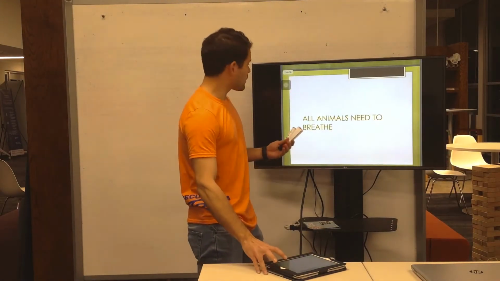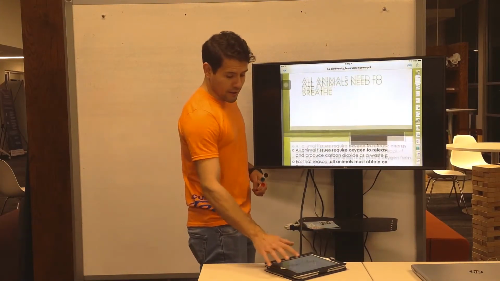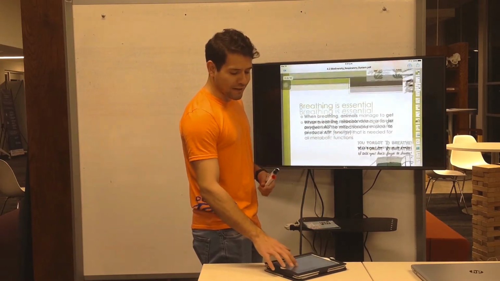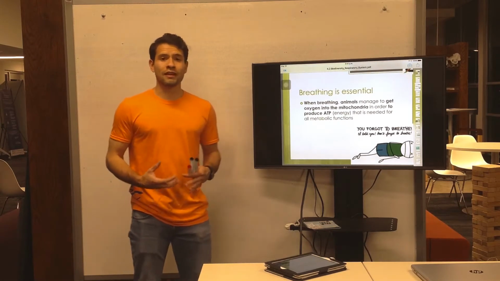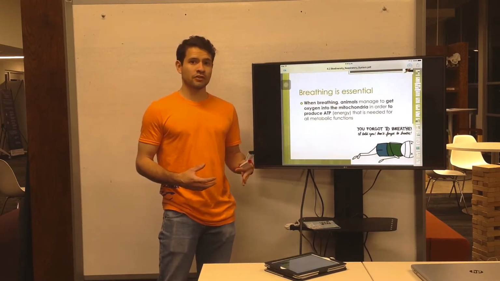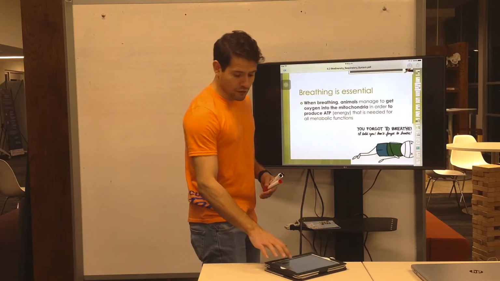So we basically mentioned that all animals need to breathe, and that's important because they will be getting the oxygen that the mitochondria needs to produce the ATP that will keep each of the cells alive. So that's the first thing that we mentioned.